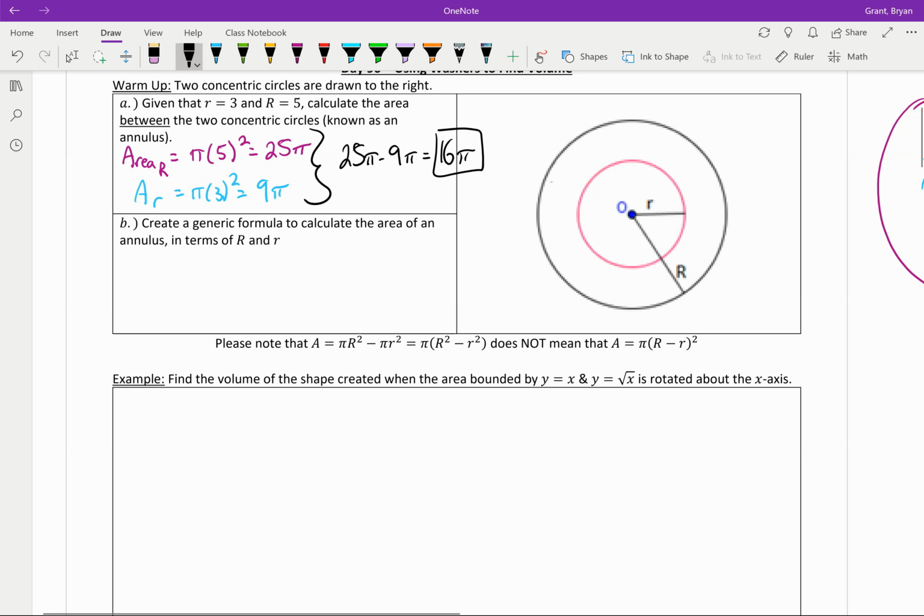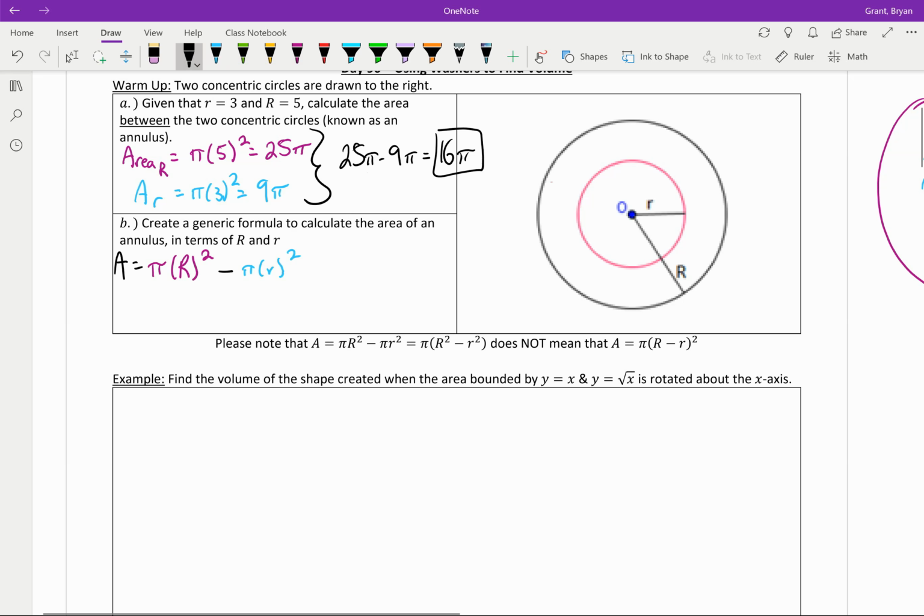Nothing terrible. Now if you wanted to do this generically, I'm just going to skip right to this step right here, but I'll keep the same colors. We would do pi times our big R squared minus, and then we have pi times our little r squared. And that is the formula for the area of an annulus, right? So our area formula is right here.